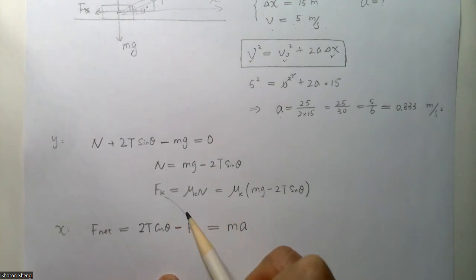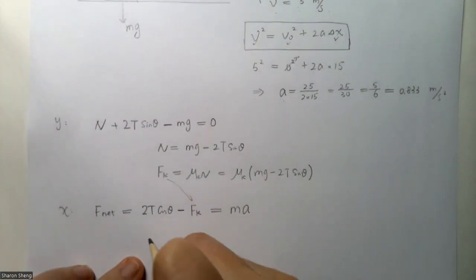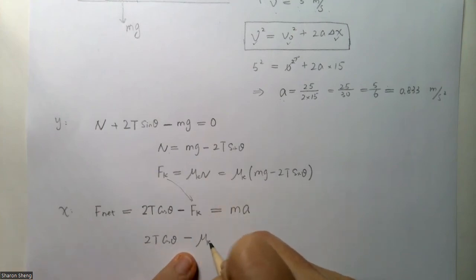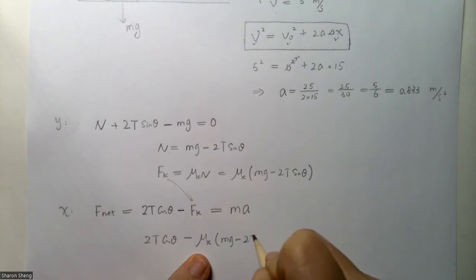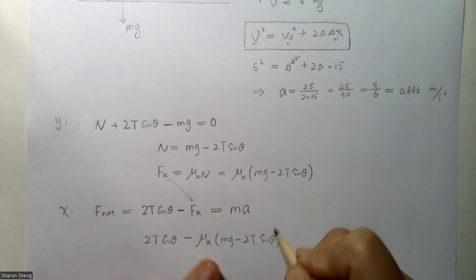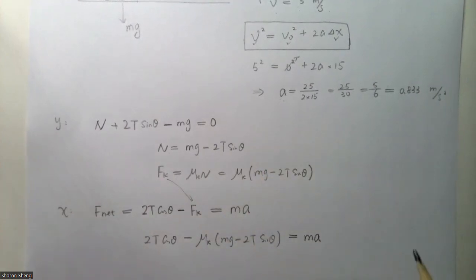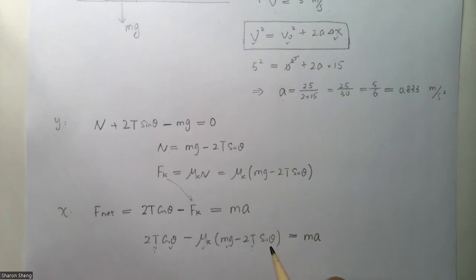Then we plug fk in here. And what do we have? We have 2T cosine theta minus mu sub k times (mg minus 2T sine theta). Don't forget the parentheses. Just plug this here. Equals ma. Then we look at this equation. What do we know? Do we know T? No, T is the unknown. We know theta. We know mu k. We know mg. We know a. We know m. And T is the only unknown.